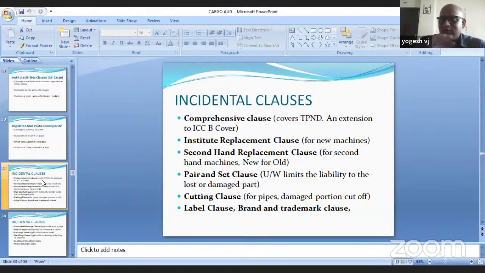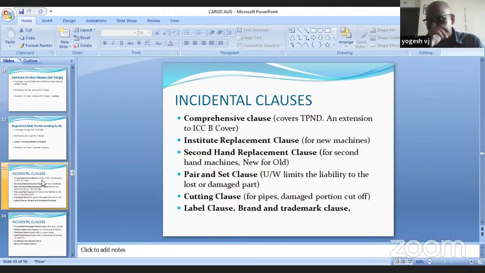TP&D, can anyone tell me? Theft, pilferage, non-delivery. You must have heard this in marine insurance. Theft, pilferage, and non-delivery is an extension to ICCB cover. Now, the institute replacement clause is applicable only for new machines, and for second-hand machinery, the second-hand replacement clause is applicable only for second-hand machines.